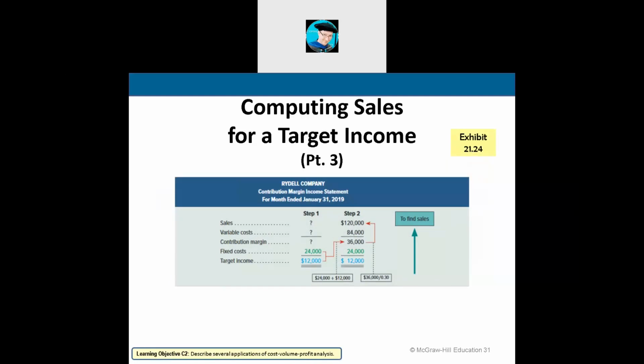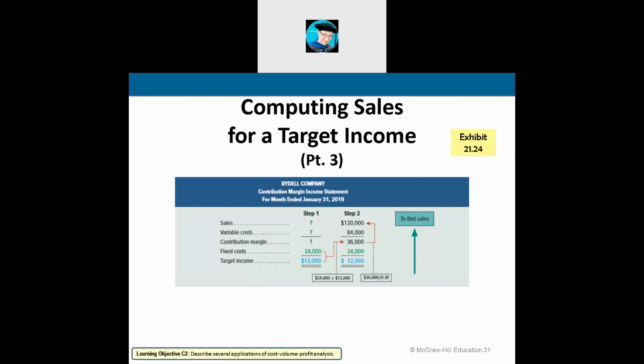I could also figure out my target income by looking at my income statement. If I want to make $12,000 at the end of the month, end of the year, whatever, I can figure that out. I can say, okay, well, my target income is going to be $12,000. Let me figure out what my sales are going to be. Well, I got my fixed cost, $24,000. Okay, so $12,000 plus my $24,000, that's $36,000. $36,000 is of course going to be my contribution margin.